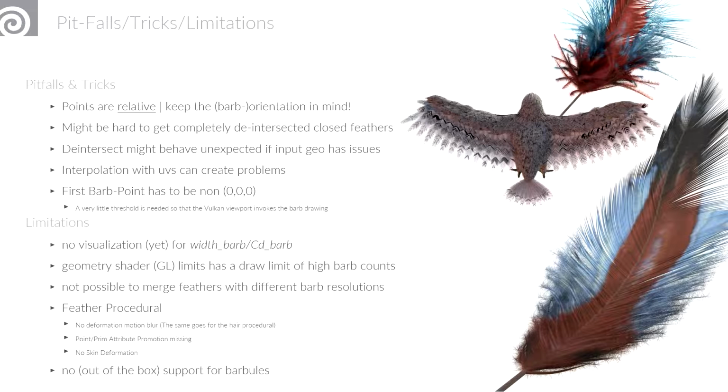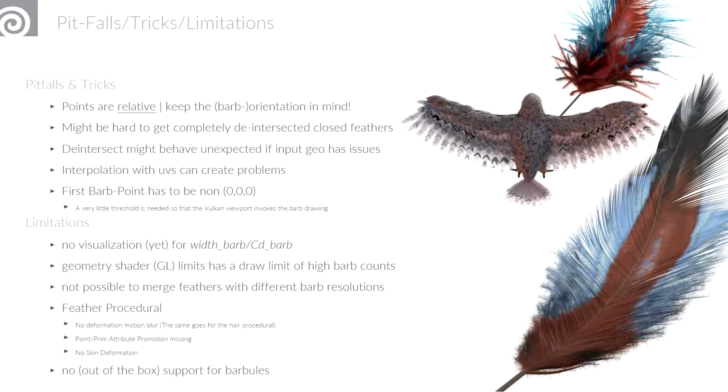The geometry shader has limits, so if you want a lot of barb points, it gets cut off at some point because of how the shader works. So you might see that half of the right barbs is missing, but it will be rendered completely. And once you uncondense your feather, it will still be there. It's just not drawn because of the limit of buffers. And it's not possible to merge feathers with different barb resolutions, as the number is fixed there.